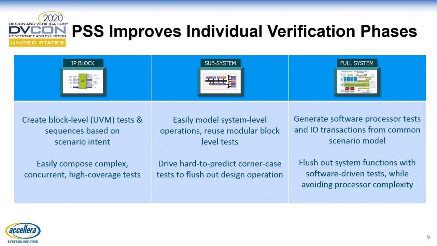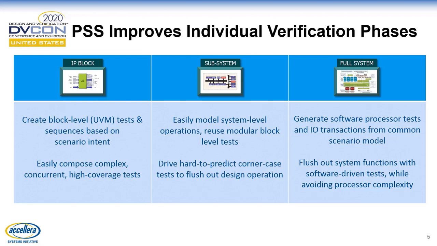At the subsystem level, we're talking about creating operations at that level, reusing stuff from the block level that we did. So it makes it easier to drive these hard-to-predict corner cases to flush out the design operation because we're thinking about things at what we refer to as the scenario level, right? So instead of saying, okay, I want to make lots of things happen here, and I want to make lots of things happen here, we take a step back and we say, okay, for these two things to be doing interesting stuff, we can look at all of those possibilities and make them all happen.